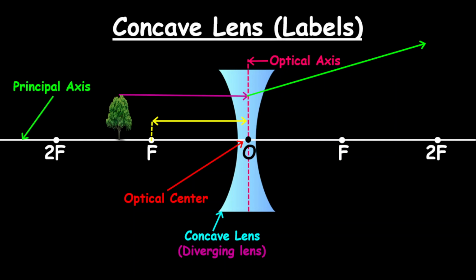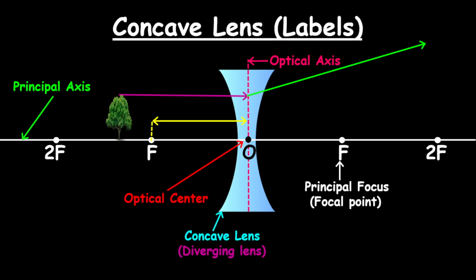The principal axis is an imaginary line going through the center of the lens, extending from one 2F to the other 2F on the opposite side. Along the principal axis, we have what we call a focal point. It is also called the principal focus.